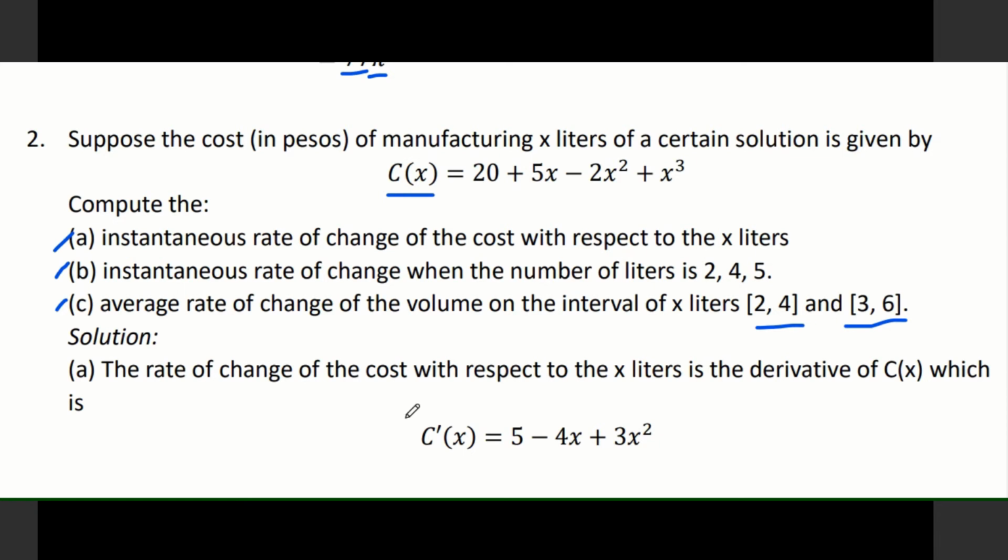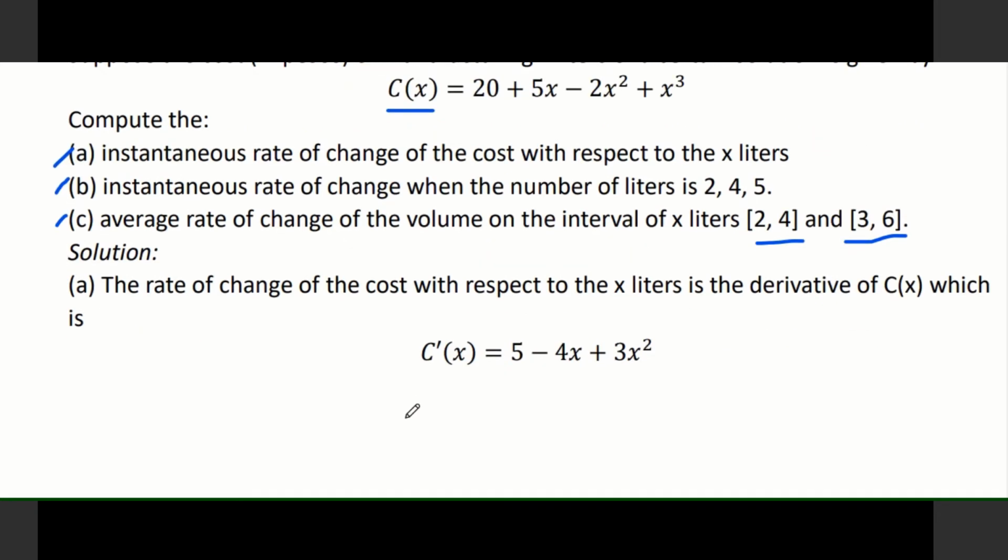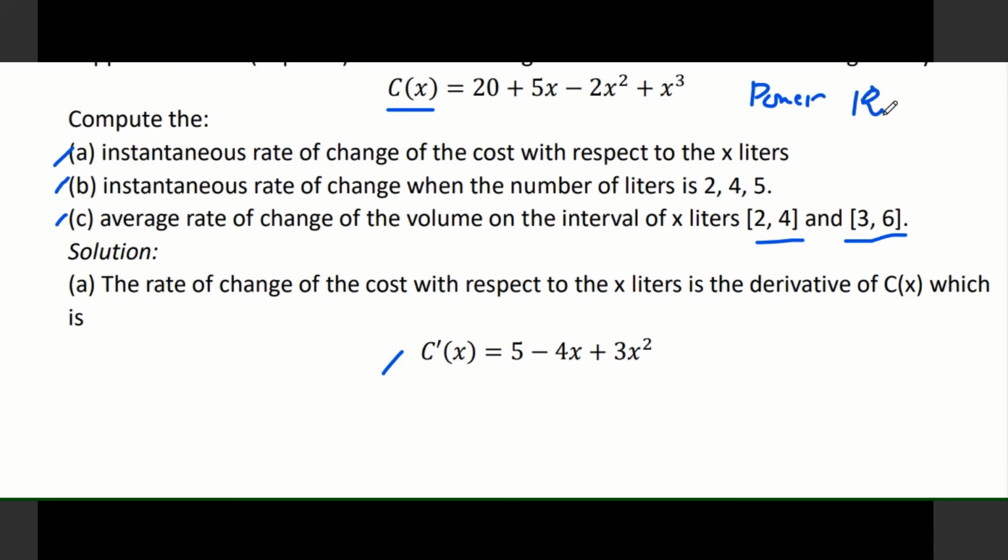Now, the rate of change is simply the instantaneous rate of change, or the rate of change is simply the derivative of the given function C. Now, gagamitin natin dito is the power rule. In the power rule, you're just going, the derivative of 20 is actually 0, 5x, it's 5, negative 2x squared is 2 times negative 2 is negative 4x, and here x cubed will give us 3x squared. So yan na ang gagamitin natin in getting the rate of change at any given x liters.